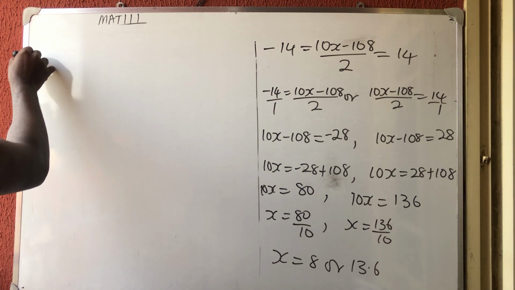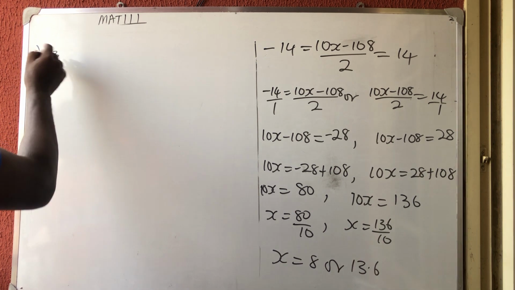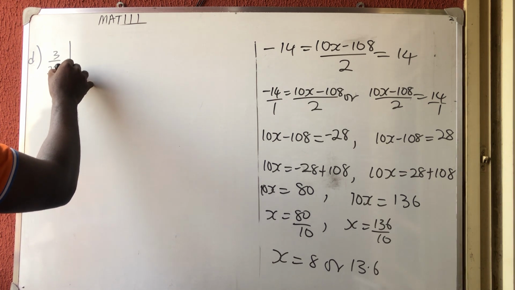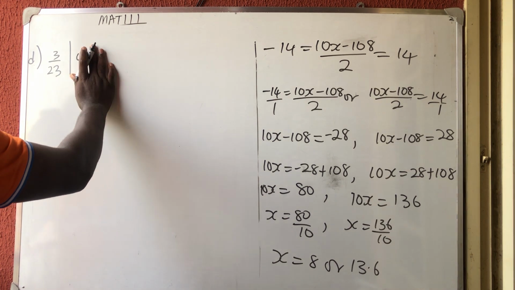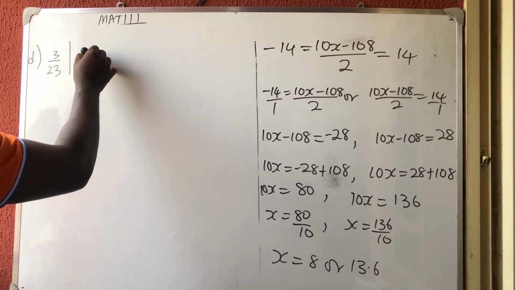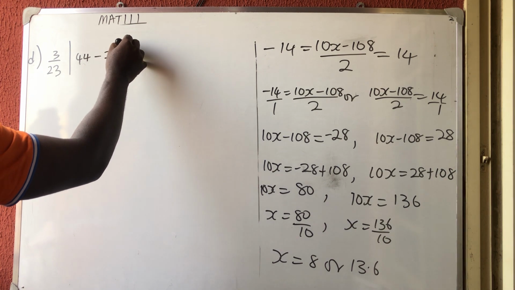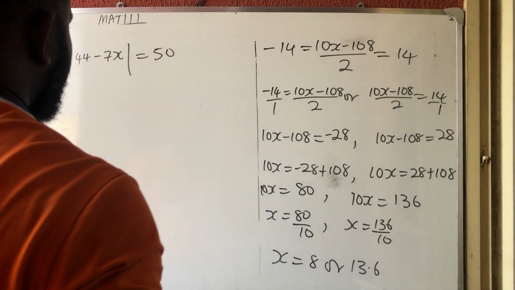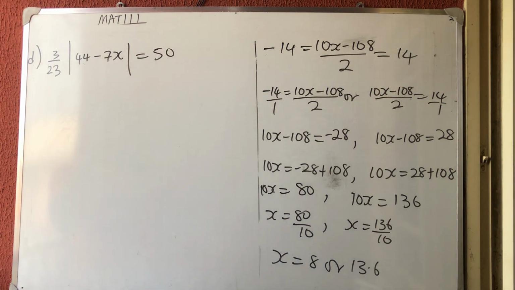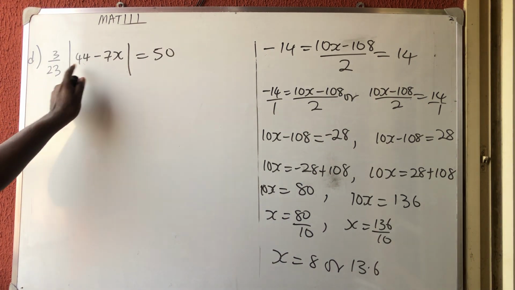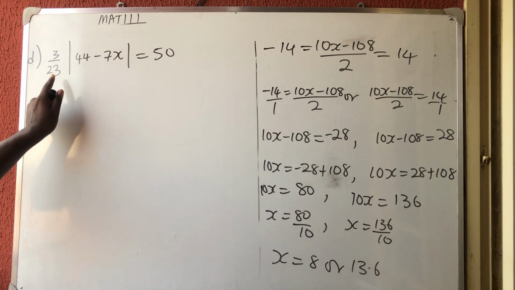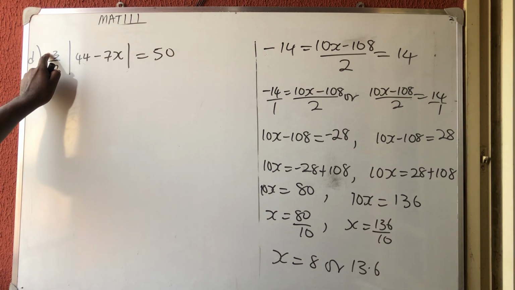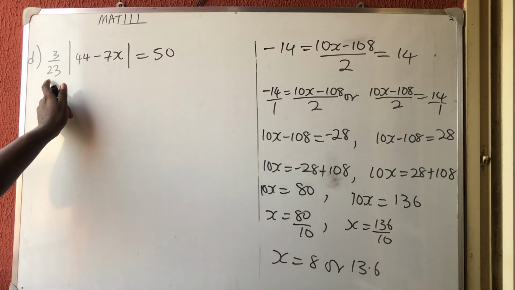We have the D. The D part said 3 over 23, absolute value of 44 minus 7x, absolute value of 50. Okay, so now in mathematics, if you are down and you want to cross the equality sign, if you are dividing and you want to cross the equality sign, you will multiply. If you are multiplying, if you are up, means you will come down. If you are down, you will go up.